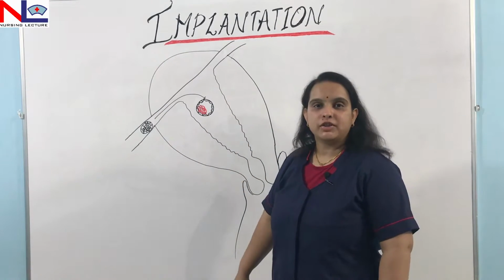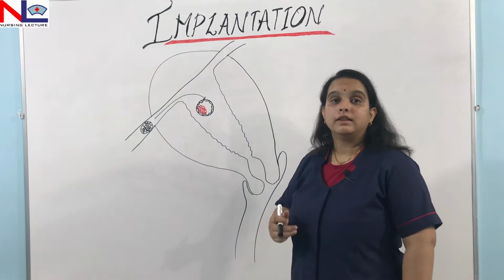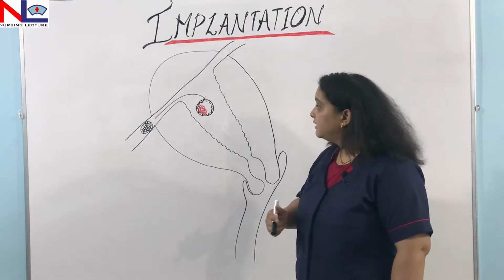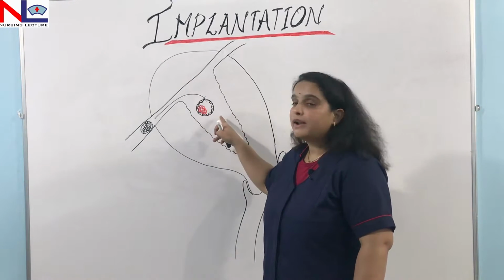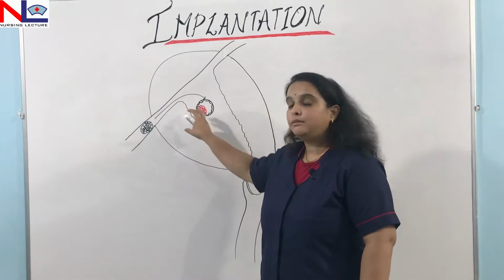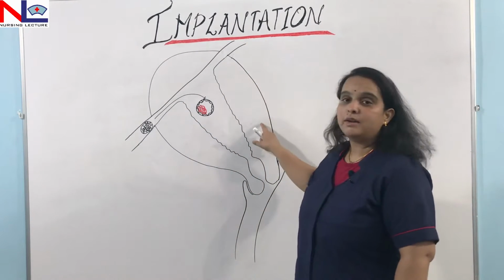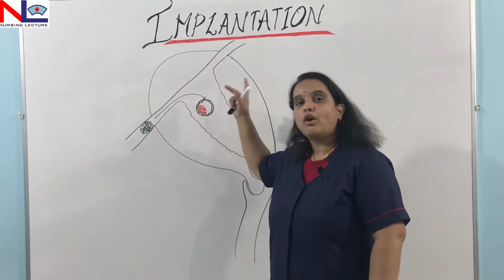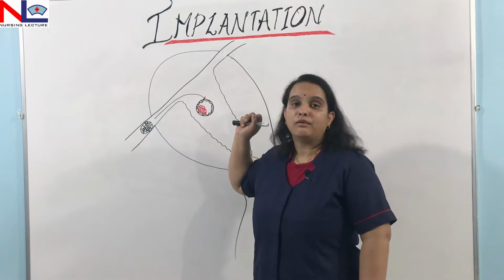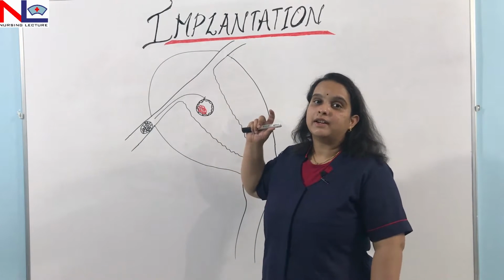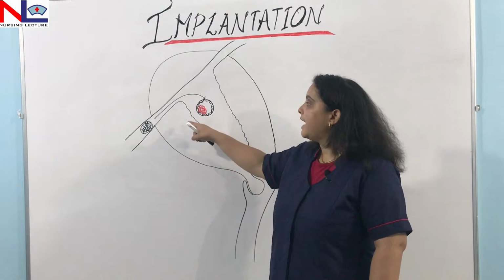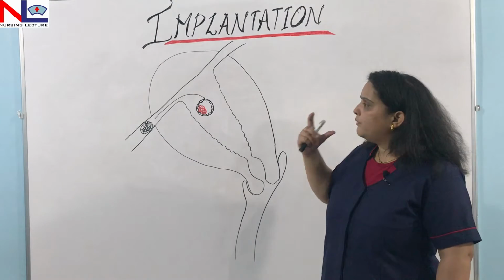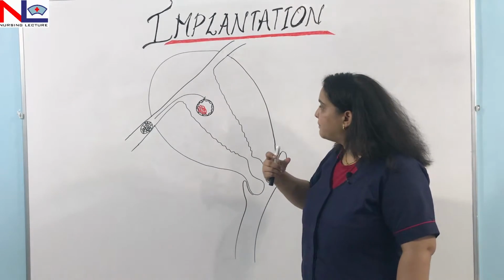Implantation occurs on day 6 after fertilization. The whole blastocyst invades, and it may be on the anterior wall or maybe on the posterior wall. So the implantation takes place on the anterior or maybe on the posterior wall, but near the fundus. So on the 6th day after fertilization, implantation occurs on the anterior or posterior wall near the fundus.